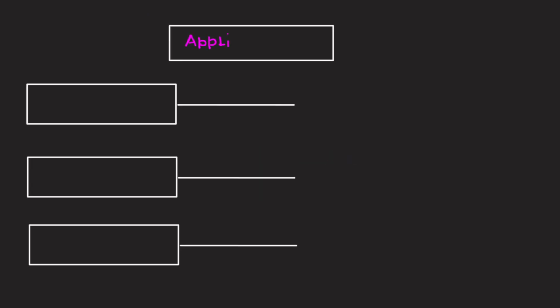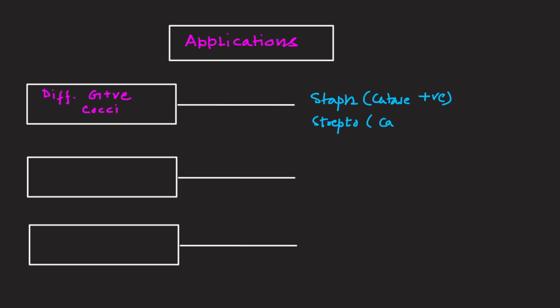Finally, the applications of the catalase test. First, differentiation of the gram-positive cocci. You can differentiate between Staphylococcus, which is catalase positive, and Streptococcus, which is catalase negative. It's sometimes very difficult to differentiate based on their morphology. So you can immediately perform the catalase test, and that will give you the result that this organism is positive. So most likely this is a Staphylococcus species.